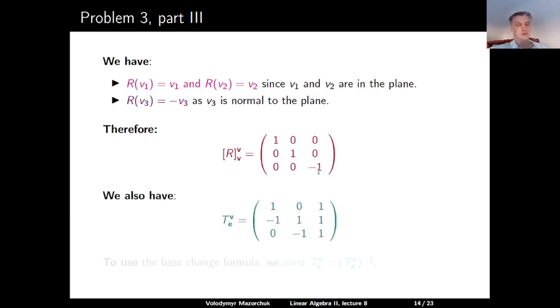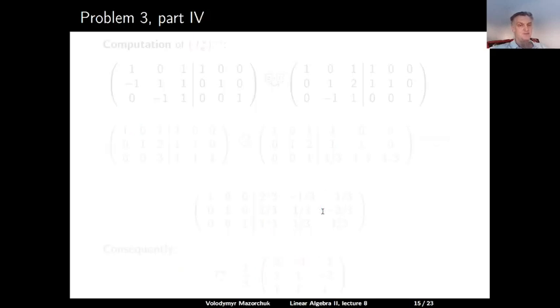And we also know, more or less by definition, that the transformation matrix from the standard basis to V is the matrix column-wise 1, minus 1, 0, because this is V1, 0, 1, minus 1, this is V2, and 1, 1, 1, this is V3. And to use the base change formula, we would also need to know the transformation matrix from V to E, which is the inverse of the transformation matrix from E to V. So we need to find the inverse of this matrix.